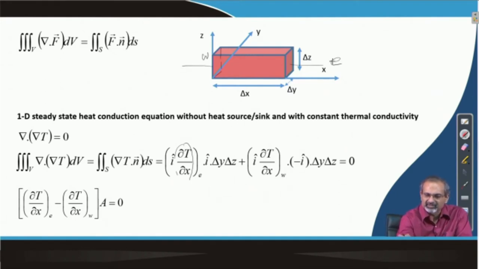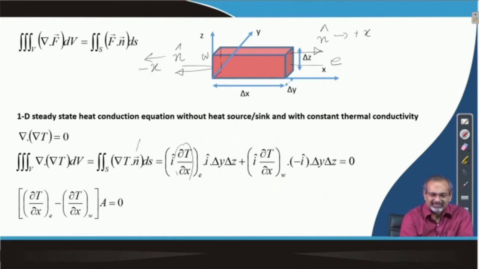So, this is west, this is east, and the unit normal vector always points out of the surface. So, in one case it is pointing along the positive x direction, in the other case it is pointing towards the negative x direction. When it points towards the positive x direction, this n would come up as positive i, while in the west face it will come out as a negative i.